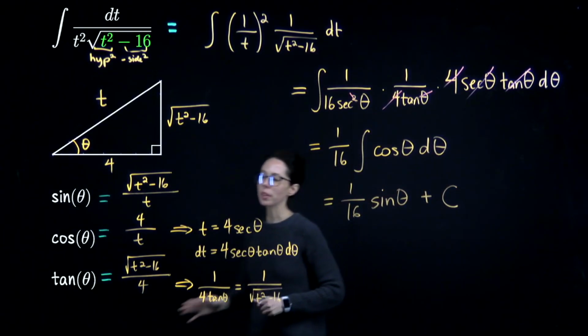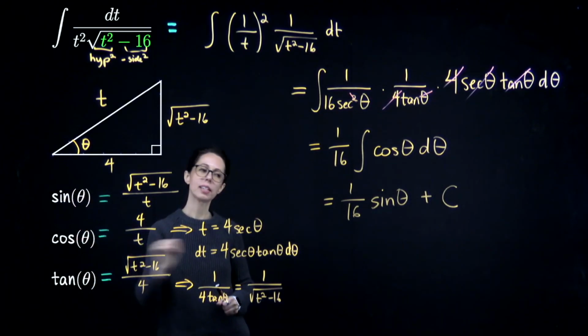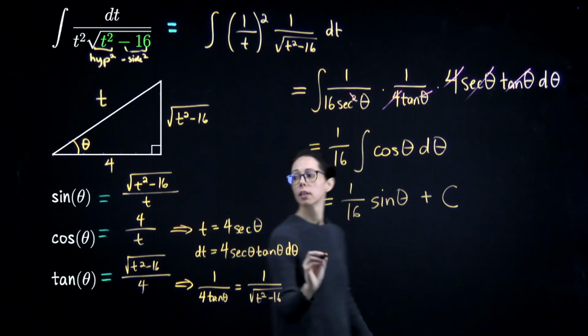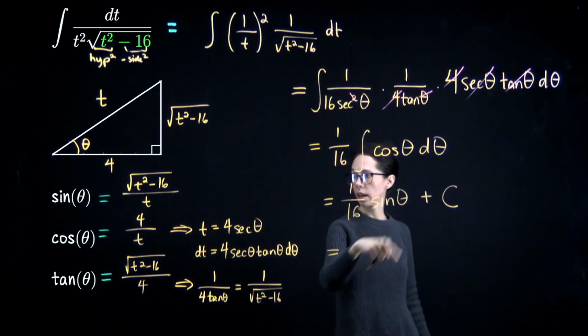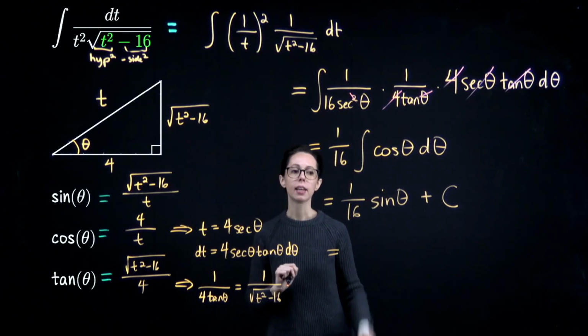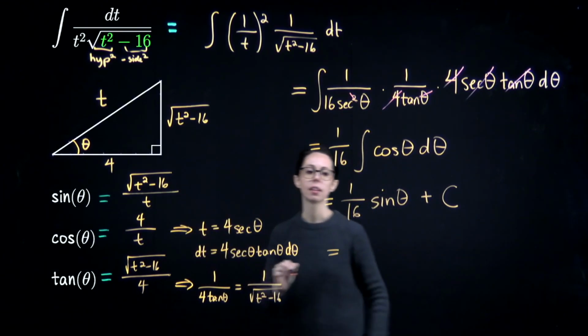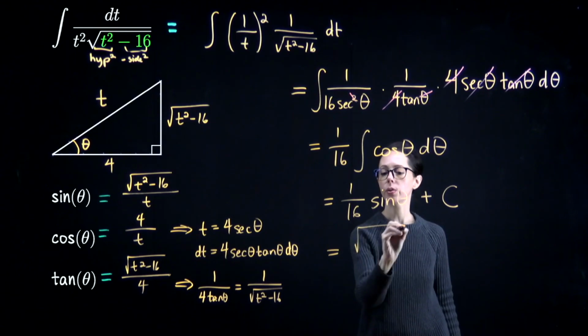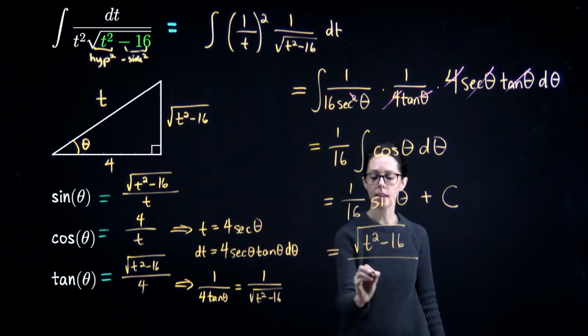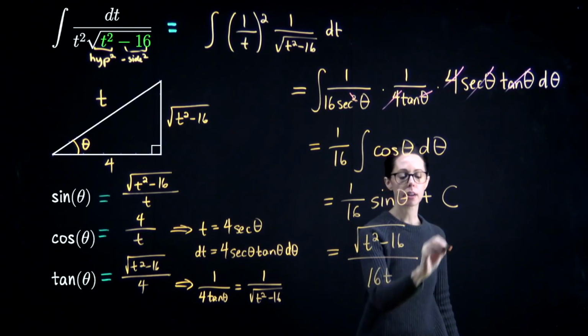And now because we already wrote down sine, cosine, and tangent, when I see sine of theta, I know immediately what to do. So this is going to be converting it back into an expression with our original variable of integration t. Sine of theta is this. So I'm going to write this as the square root of t squared minus 16 divided by 16t plus our constant.